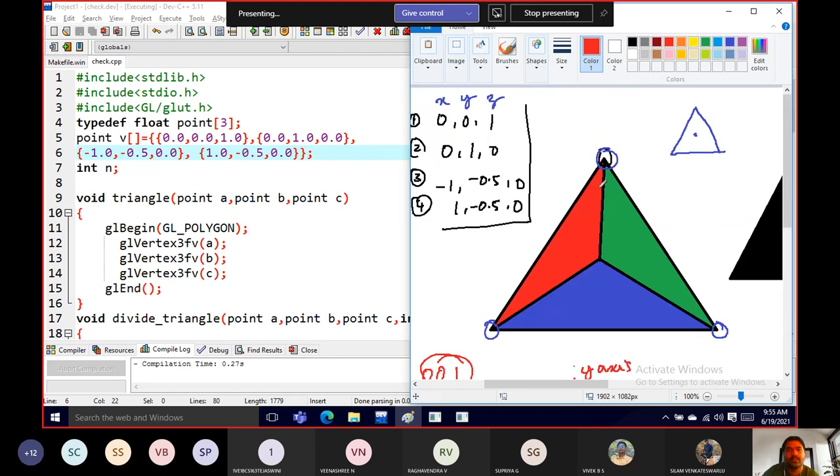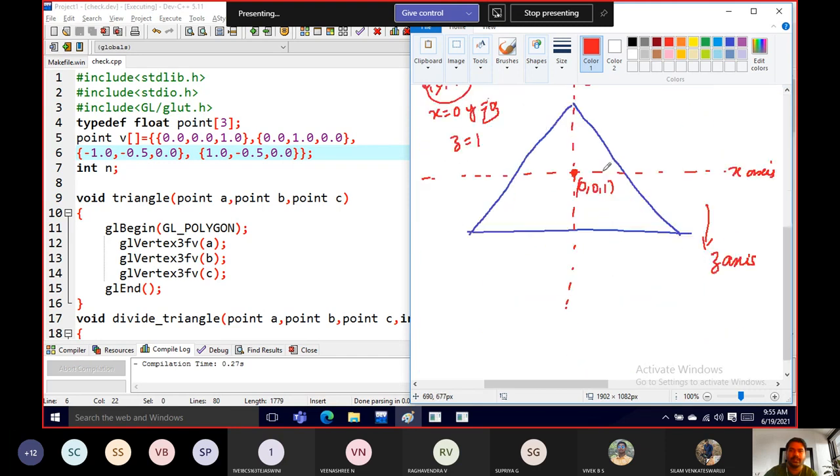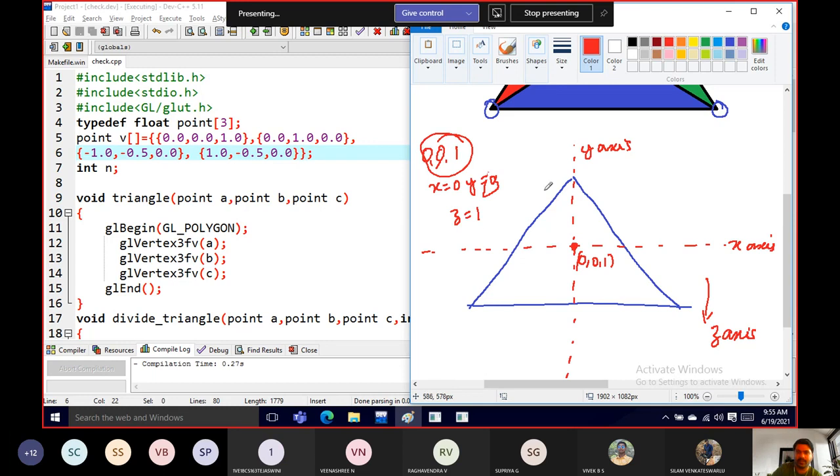So next is 0, 1, 0. What is 0, 1, 0? 0 with x, 1 with y, and 0 with z. So the second vertex is over here. z is also 0. That means this is the top base point, or one of the base points. Let's assume this is the top base point.